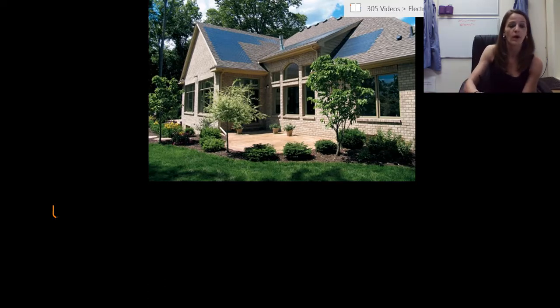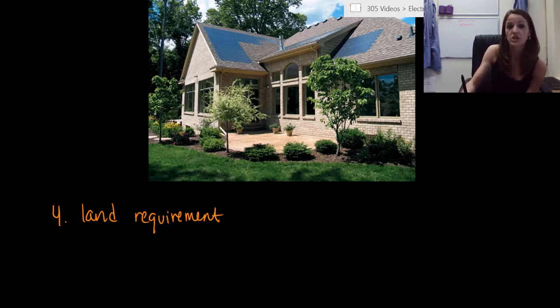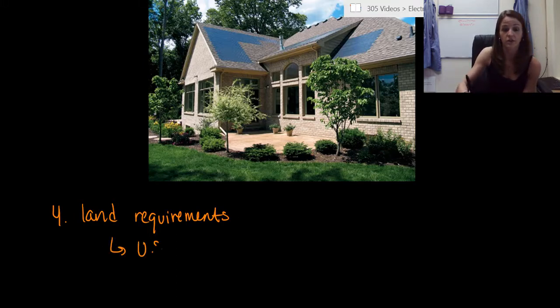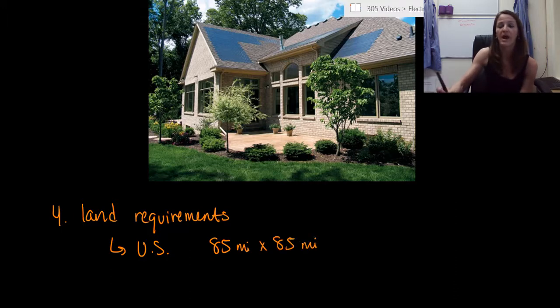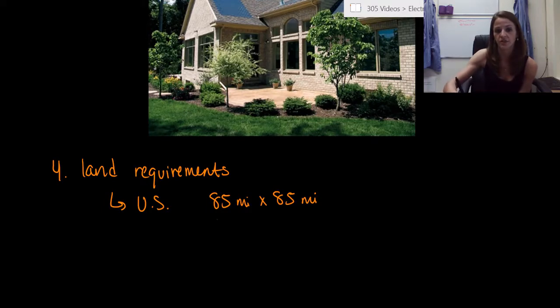All right, now number 4. Land requirements. If we wanted to actually use this to power our entire nation, okay, the entire United States, it requires a lot of land. So let's talk about that. In order to do it for the entire United States, we need a station that is 85 miles by 85 miles in order to power the entire United States. Just for a frame of reference, in case you're not familiar with that, that is the size of New Jersey.